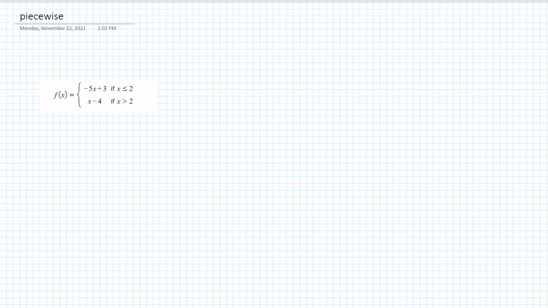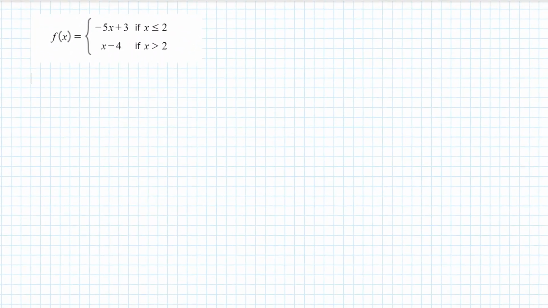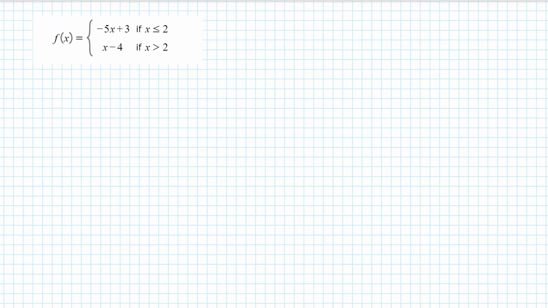Okay, so first we're going to talk about how to graph these, which we've already talked about in class, but I want to make sure you can follow the process from graphing on paper to graphing in Aleks. So this is a piecewise function. It's got two pieces. The first piece only works when x is less than or equal to 2. The second piece only works when x is greater than 2.